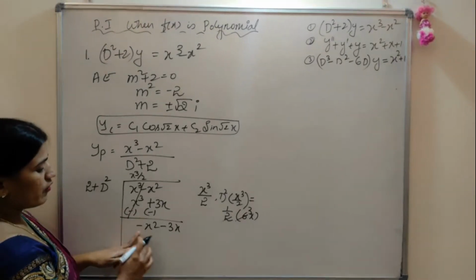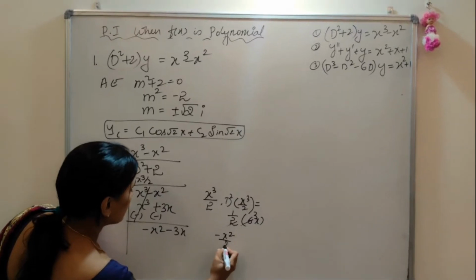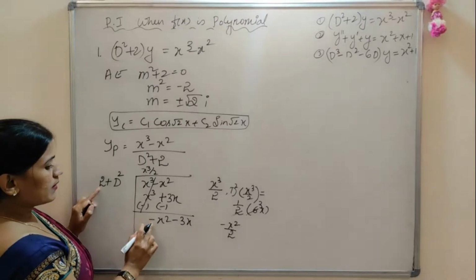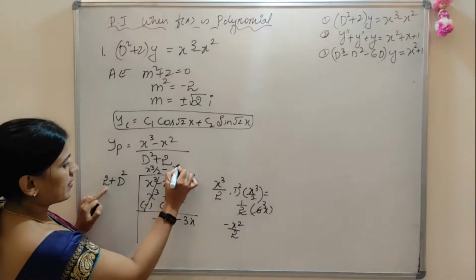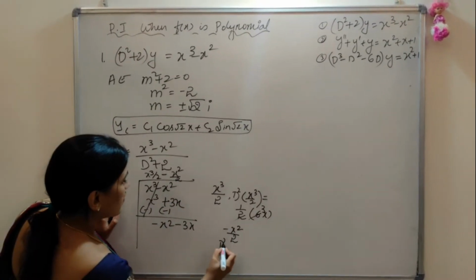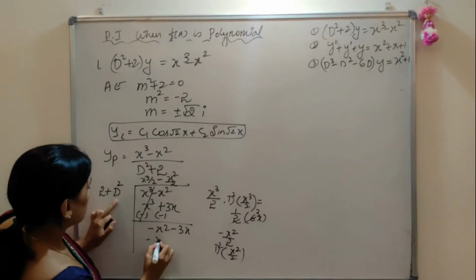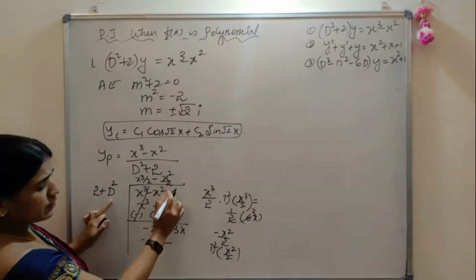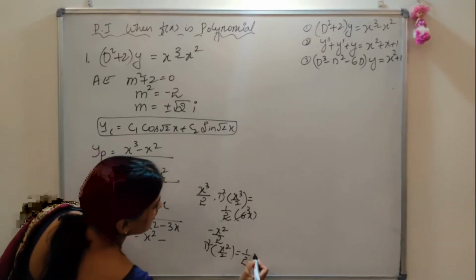Next step, again what do we need to do? Minus x square divided by 2 is the next quotient term. Plus into minus is minus, so it is minus x square by 2. Now the second term: D square into x square by 2 gives minus x square, and plus into minus gives minus D square of x square by 2. So 1 by 2 into D square of x square is 2.